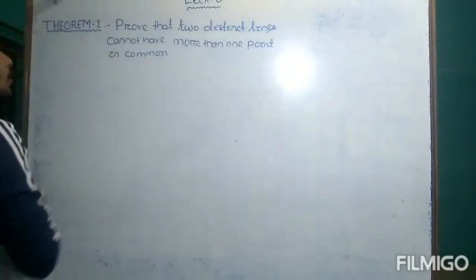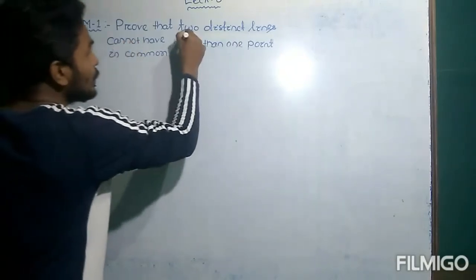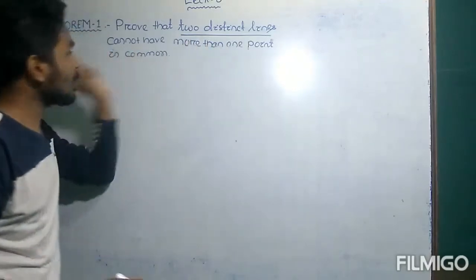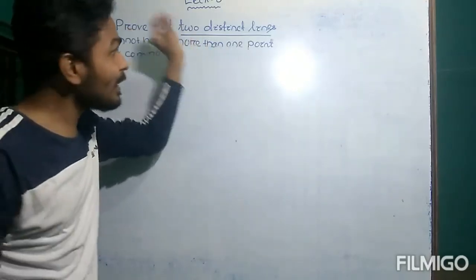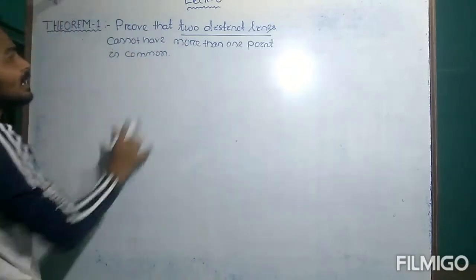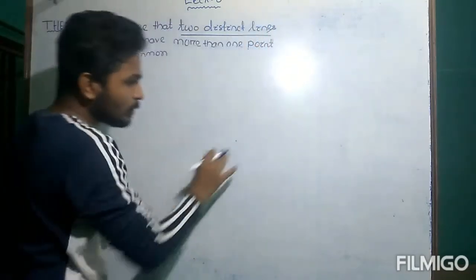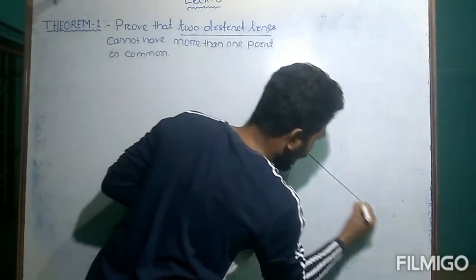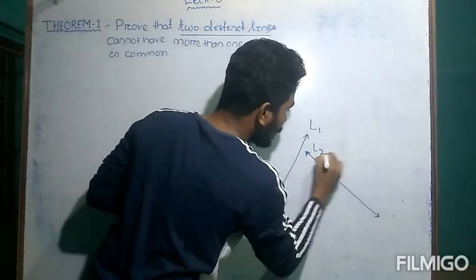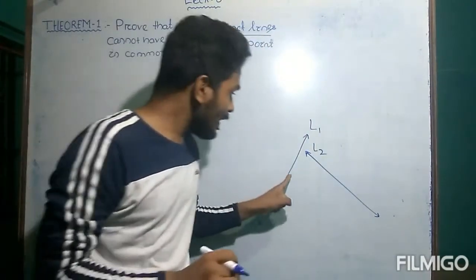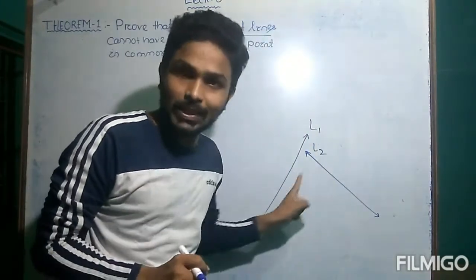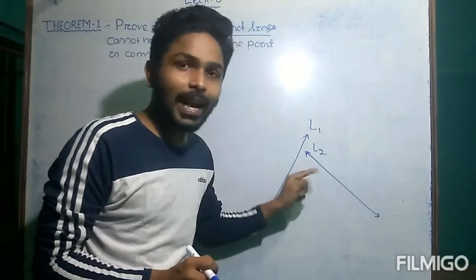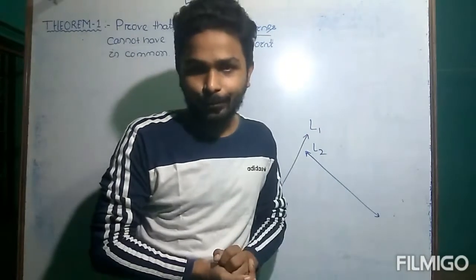Okay, so here the first theorem is: prove that two distinct lines cannot have more than one point in common. So let us understand this statement clearly. It is given that there are two distinct lines. So let us draw two distinct lines, L1 and another line, L2. Then you have to prove that these two lines will meet each other at a single point, or these two lines cannot have more than one point in common.